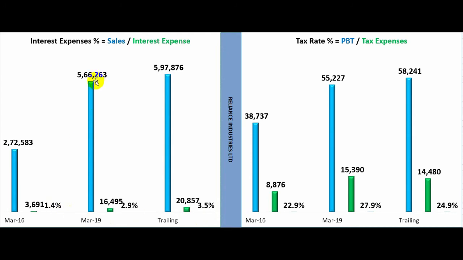We see that the company is generating more and more sales. Although it is paying more and more interest cost, the sales are also increasing. In terms of the tax rate that is being paid, it is somewhere below 30% throughout the years.